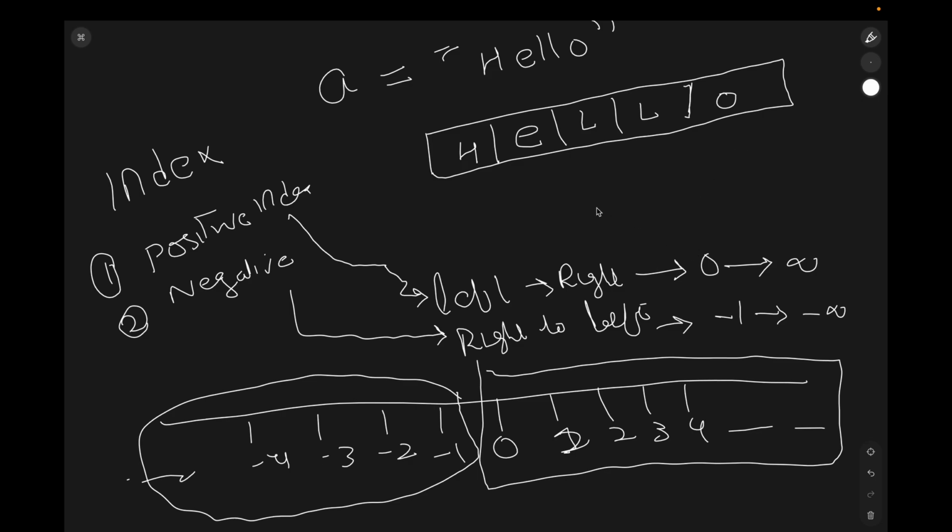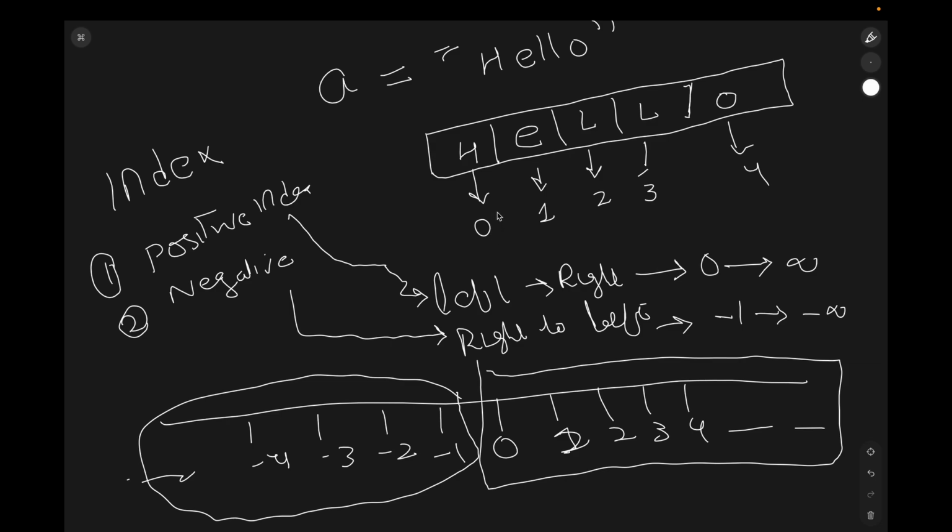Where does it start from? From 0. That means the index number of this H is 0, and this one will be 1, 2, 3, and this is 4, right? This is my positive indexing, and positive indexing always starts from 0. Getting this point? Now what is this indexing?